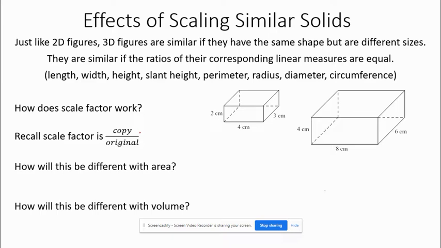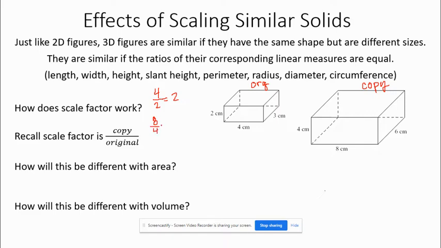If the solid is going to be similar, that means that the scale factor has to be applied to every single linear measurement. If they are similar, the corresponding ratios of their linear measures will be equal. So we've talked about in the past how scale factor works. Scale factor is always copy over original. And so we could prove this is similar. I'm going to say this is the original or the pre-image, and this is the copy or the image. So if I say that copy on this edge here is 4 and original is 2, if I divide that out, I get 2. Okay, on this one, copy is 8.